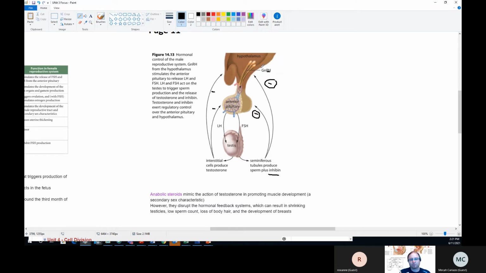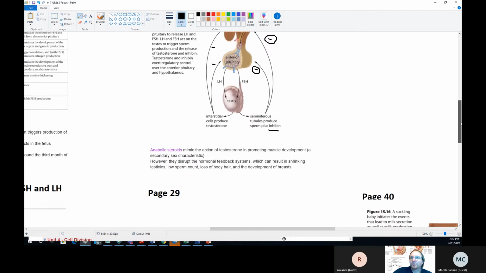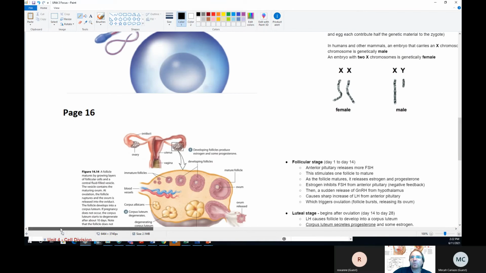So again, it's really critical that our hormones be kept in balance. If they got out of balance, that leads to disease and problems, essentially. And that's an example of negative feedback control in males. And you definitely want to go through that again and know it well.